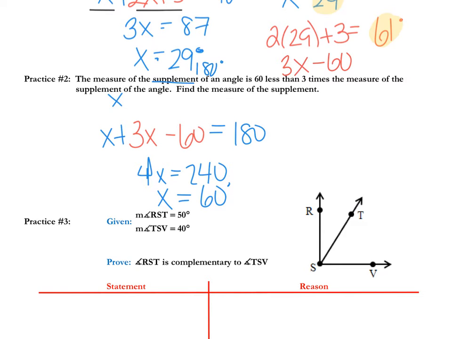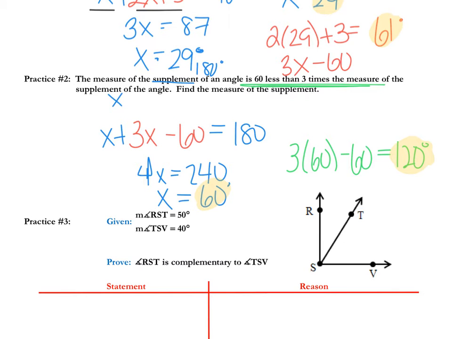So it says find the measure of the supplement of an angle. So we still need to find this part. So 3 times 60 minus 60 gives me 120 degrees. Again, check to make sure that those two angles are actually supplementary.